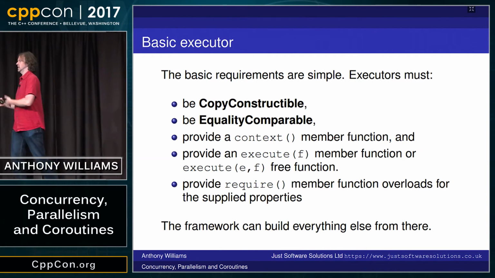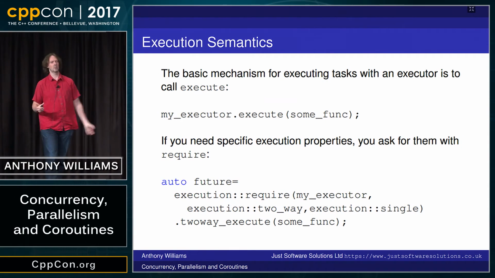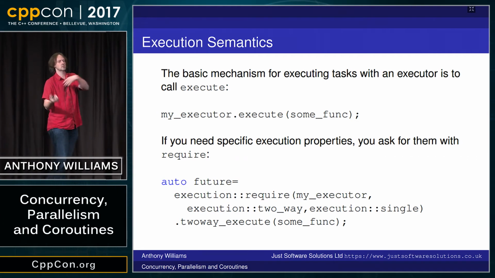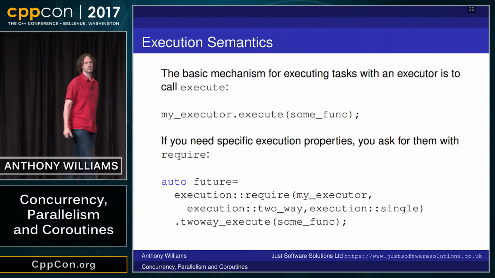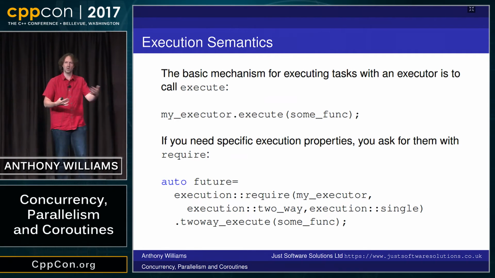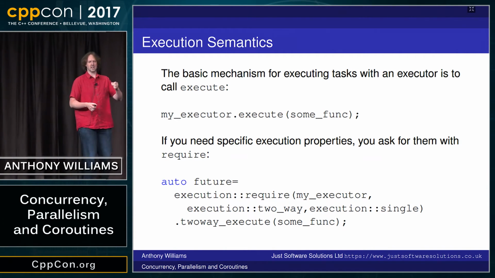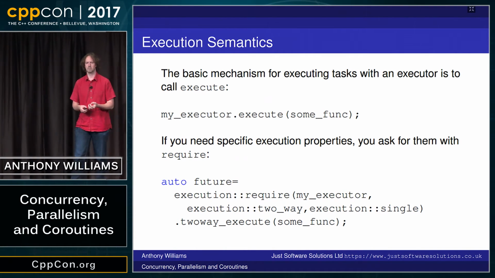So let's have a look at some code. We have some executor, my executor, and we're trying to run a function. So you can just say execute some function. That works. But we don't know quite what it's going to do in terms of how it's going to schedule and execute our function. So you might think, OK, well, we need something specific. We need some properties on that.